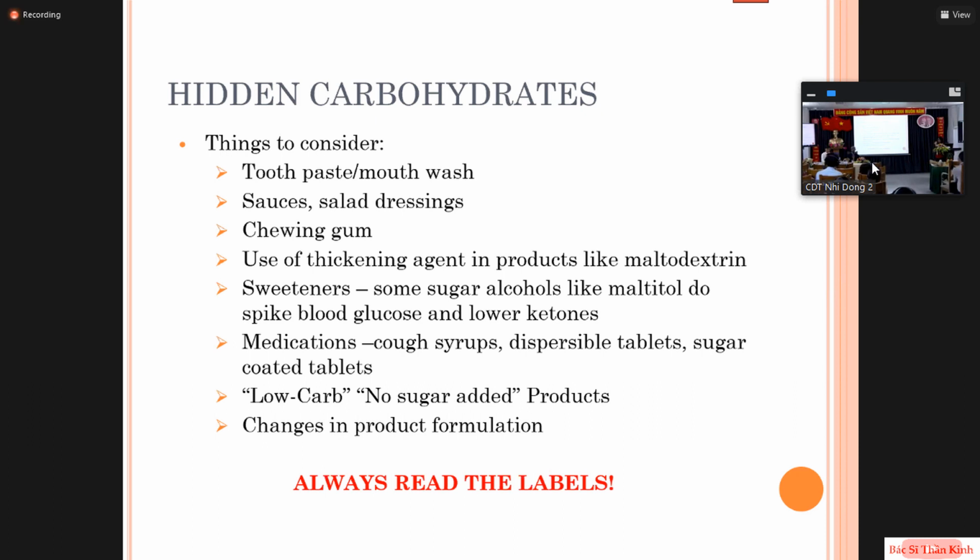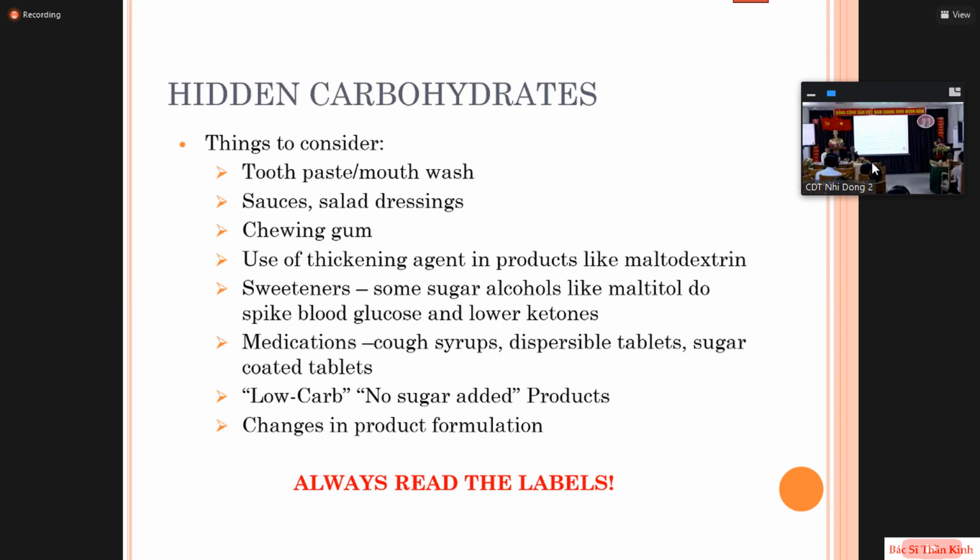Chewing gum, even use of thickening agent in products like maltodextrin. So certain powders do contain that, and maltodextrin does lower the ketones, right? So you should always make sure that any of the products that you use should not have maltodextrin. Sweeteners, so like I said, we use sugar alcohols, erythritol, but again, maltitol, which is another sugar alcohol, is not keto friendly, which many people don't realize.